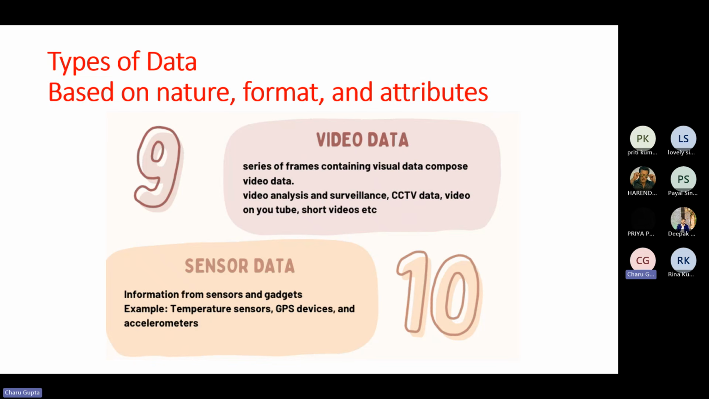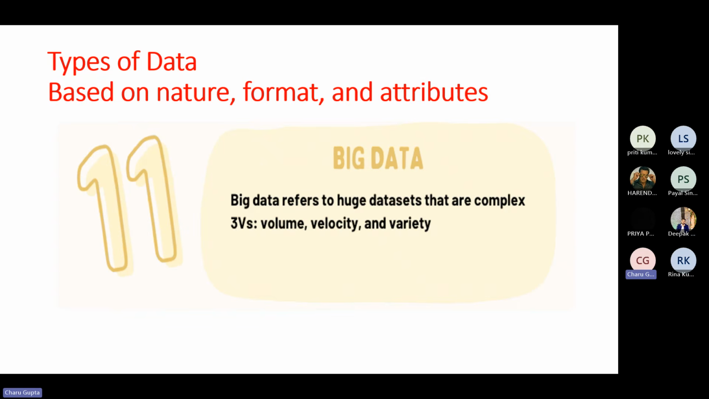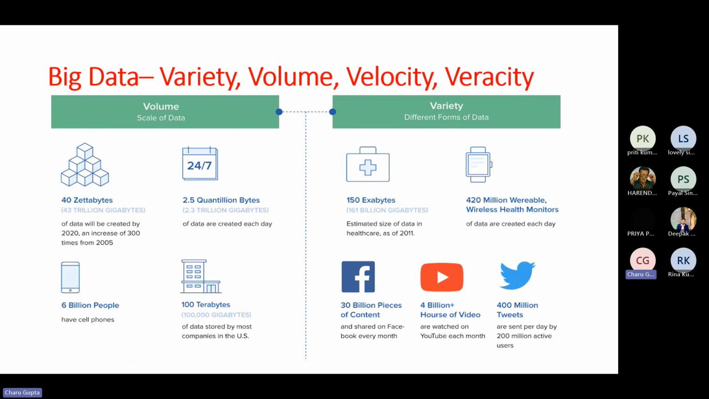So these are sensor data, and a combination of all these types of data we call big data. It is characterized by three V's: volume, velocity, and variety. And sometimes we add a fourth V also, which is veracity. So big data is a combination of different types of data, which is very huge in its volume. Volume means it is not in megabytes or gigabytes, it is in terabytes. Okay?